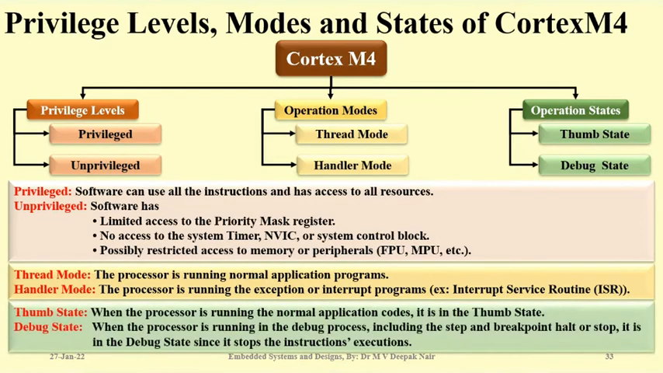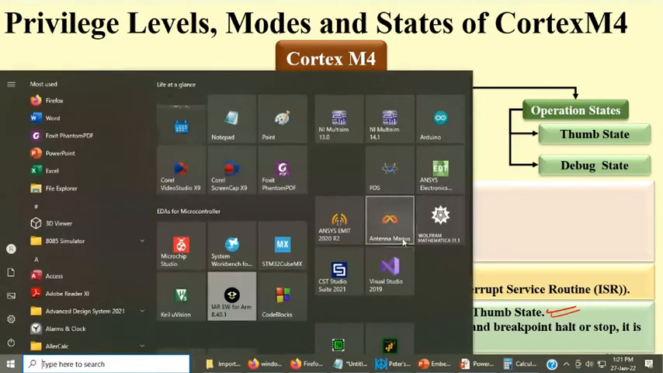Now coming to states. Thumb state: when the processor is running normal applications, most of the time it is in thumb state. Again, just like thread mode, the state when the system is running normally is called thumb state. When the processor gets into debug mode, that means whenever you are going to debug the system, when you are trying to find the error or stop the error or check something, in that case we call it debug mode.